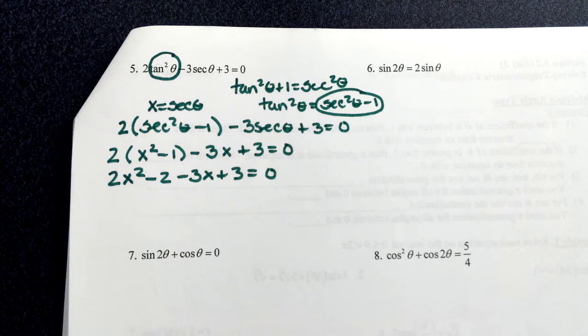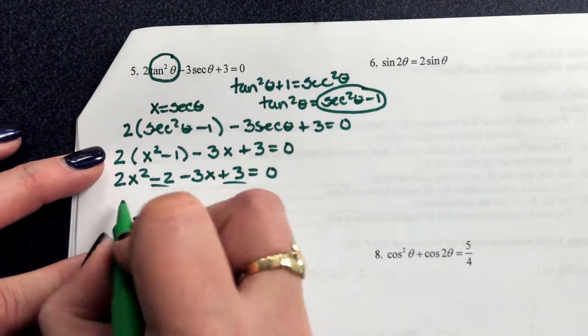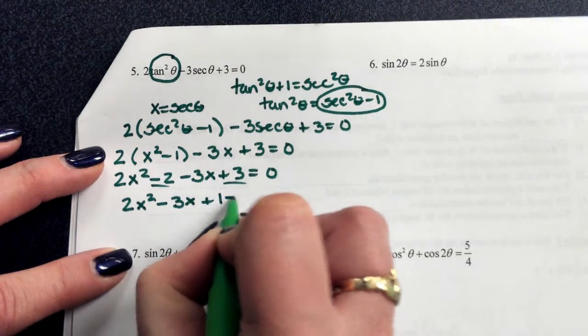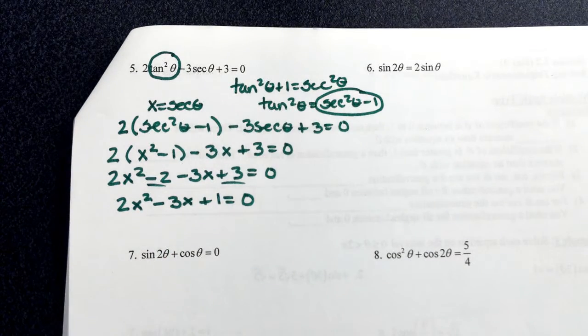Come on, what can I combine? I can combine the 3 and the negative 2. So that'll give me 2x squared minus 3x plus 1 is equal to 0. Then what are you going to do? Factor it. So go ahead and factor that for me.